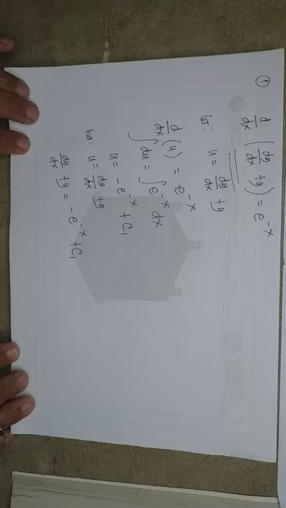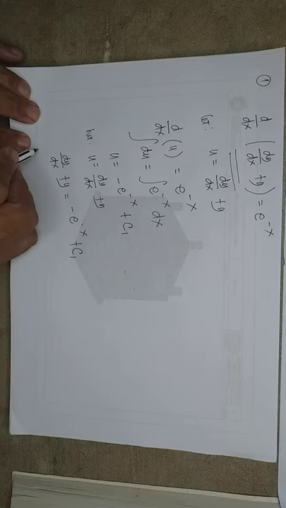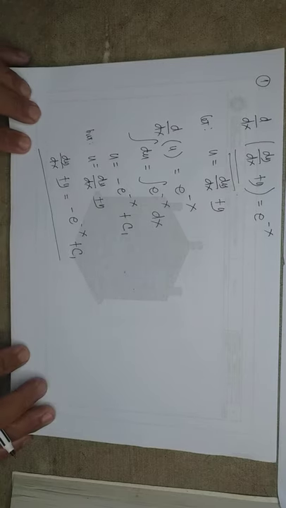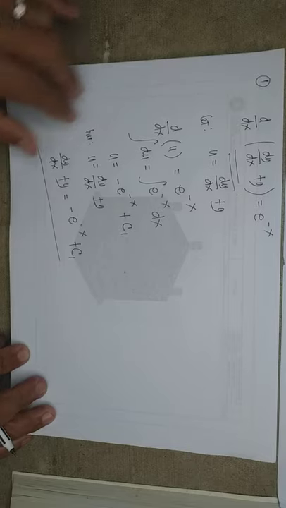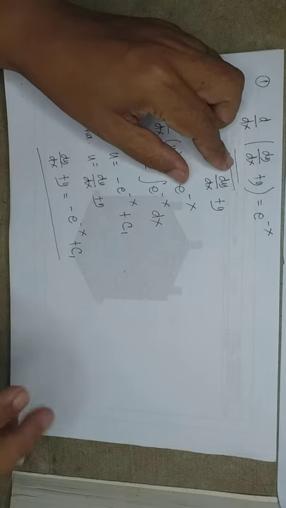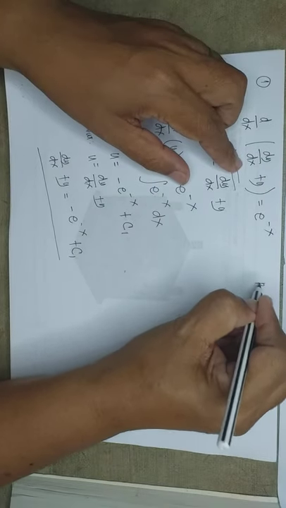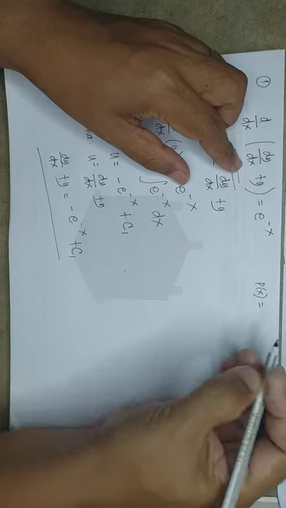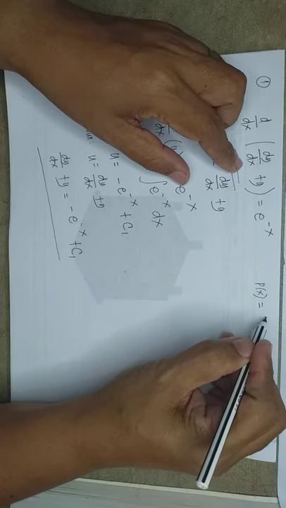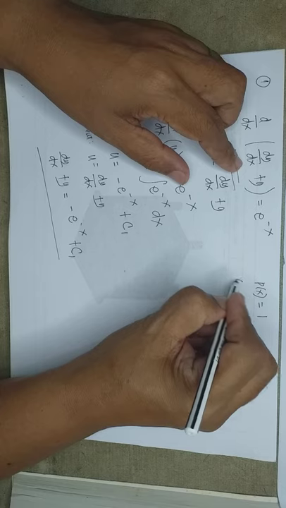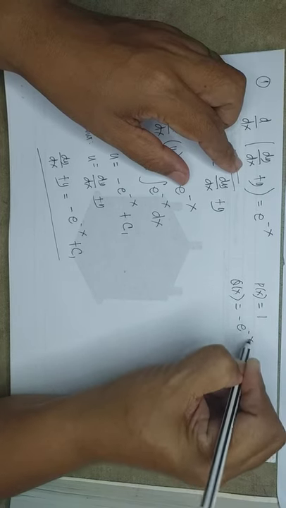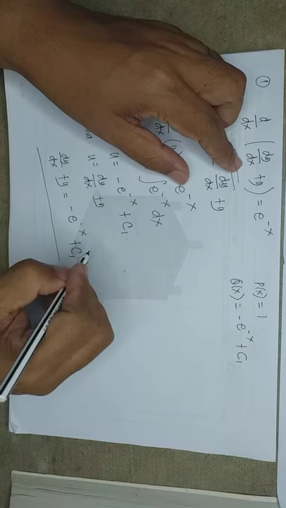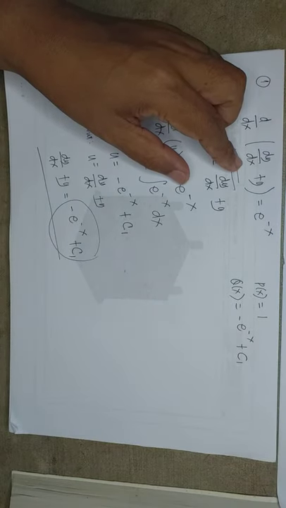So what is the next thing? If you'll notice, this is an equation of the first order. So first ordered differential equation. So we are to employ the first order differential equation. So what will be your p(x)? Your p(x) is with y, that is 1. And your q(x) is equal to negative e to the negative x plus c sub 1. This whole thing here is q(x).